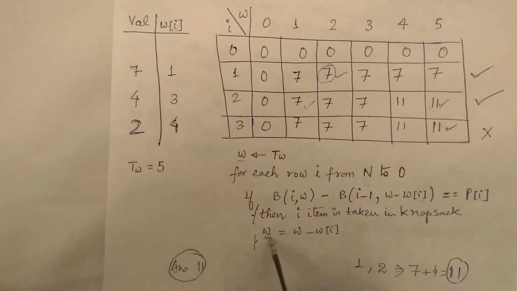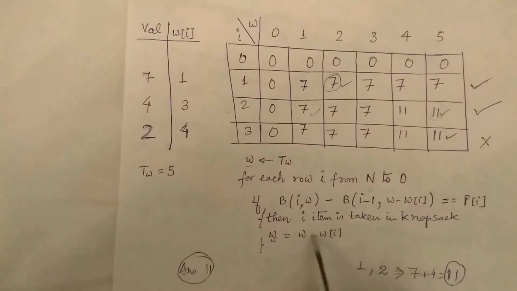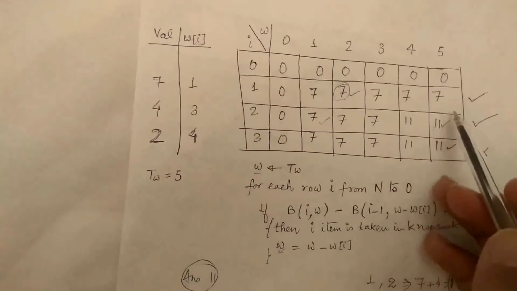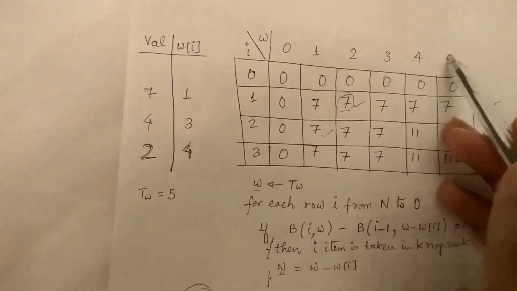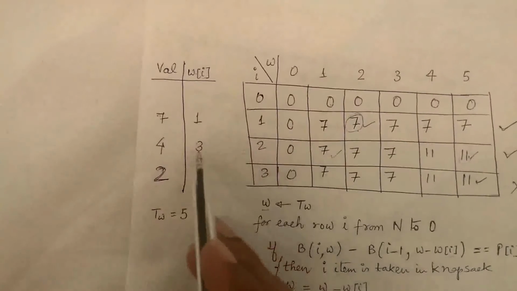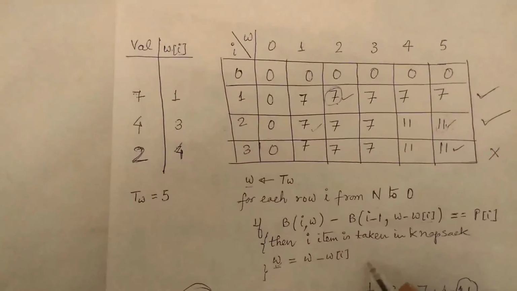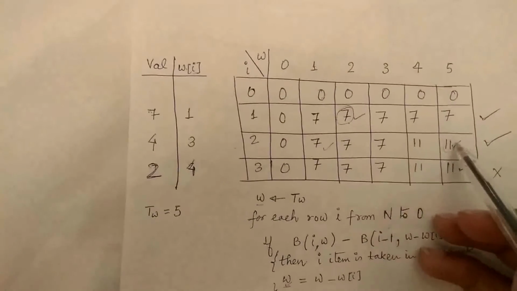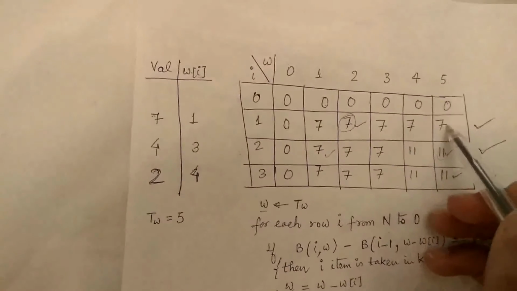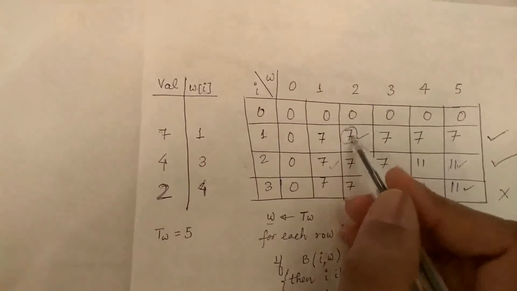And what is the new weight? We will subtract this item's weight from the current weight. The current weight was 5, so we subtract WI from here. What is WI? 3. 5 minus 3 is 2. So now W becomes 2. Okay, we go to the previous row, so we now come to here.